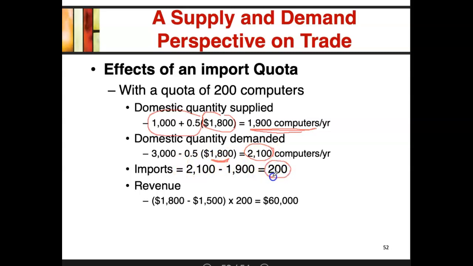And the government can get revenue from these 200 computers imported under the quota. So it's 200 times 1,800, which is the new price, minus 1,500, which was the old price, and you get $60,000. So the government gets $60,000 in revenue from the imposition of the quota.